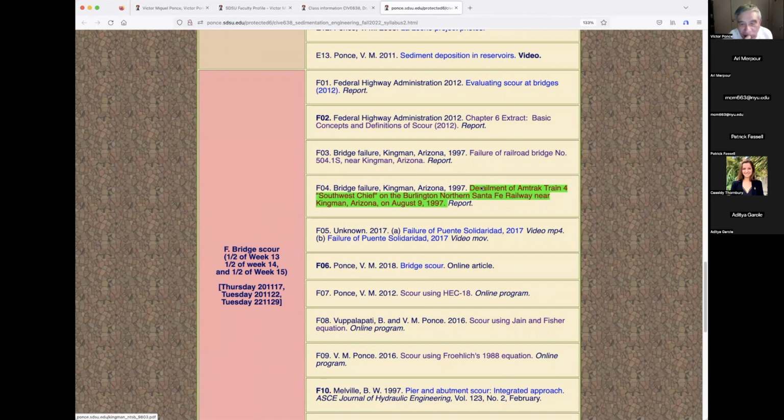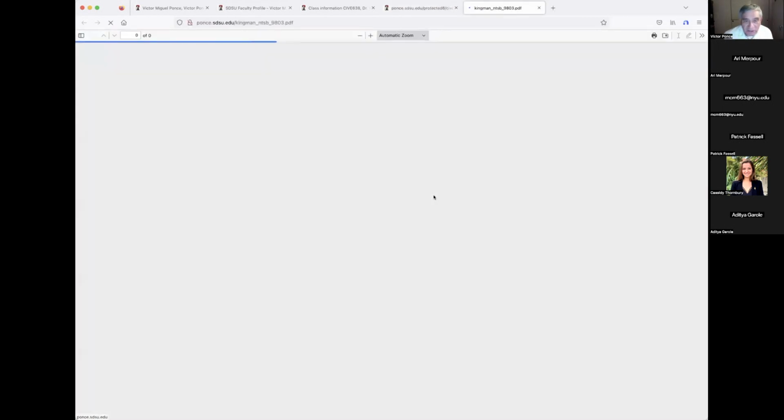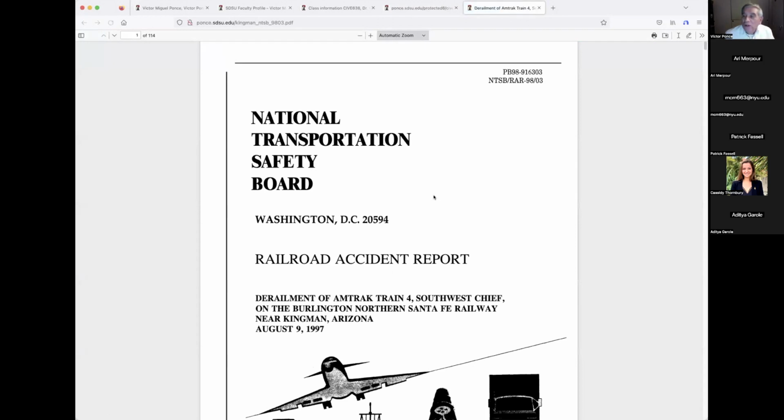Derailment of Amtrak Train 4, Southwest Chief on the Burlington Northern Santa Fe Railway near Kingman, Arizona on August 9, 1997. This was the official report. And the report was dated several years later, by the way. It takes the transportation, what is it? Transportation accidents or transportation safety. Let's take a look. Oh, the National Transportation Safety Board.